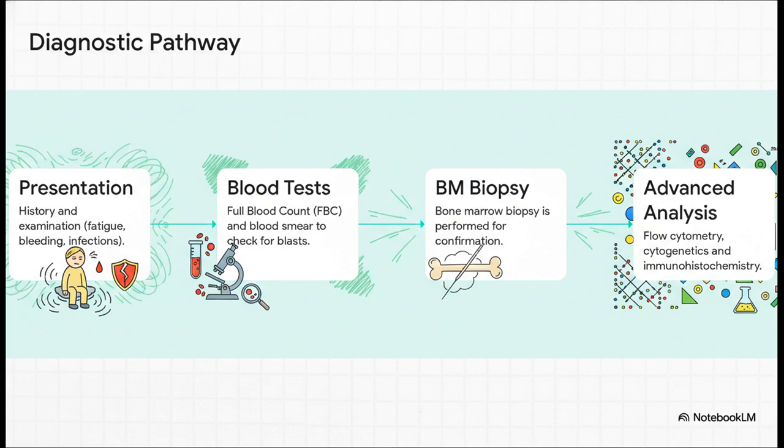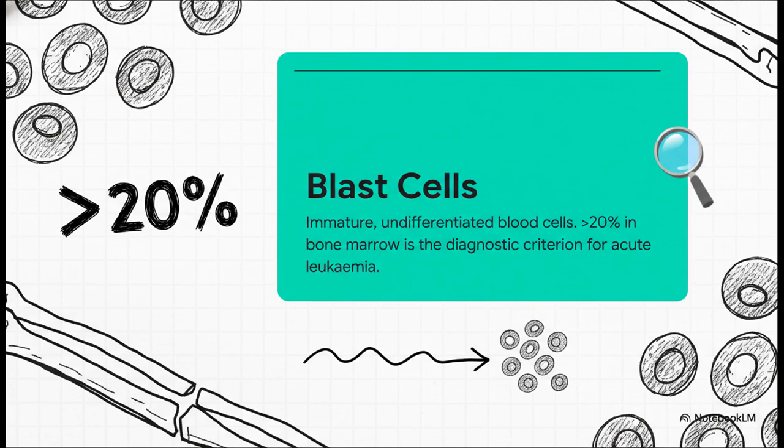And when they look at that biopsy, one number is absolutely key: the blast count. The official rule, according to the WHO, is that if more than 20% of the cells in the bone marrow are these immature blast cells, that's the definition of acute leukemia. Hitting that specific 20% threshold is what locks in the diagnosis.